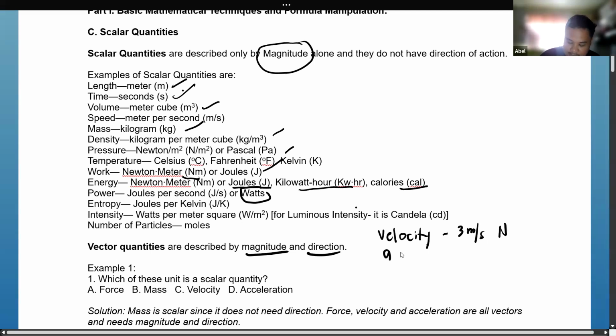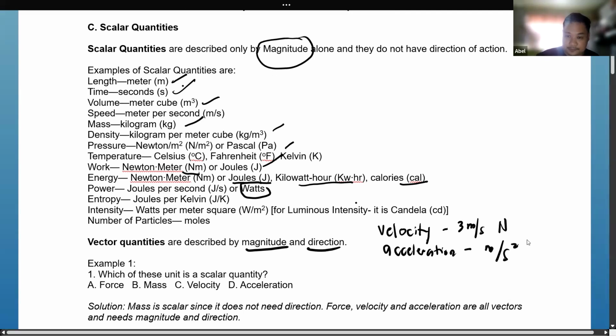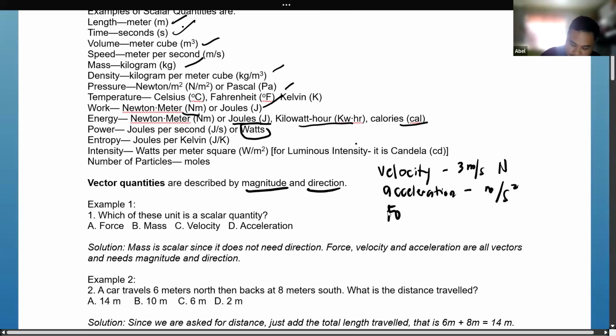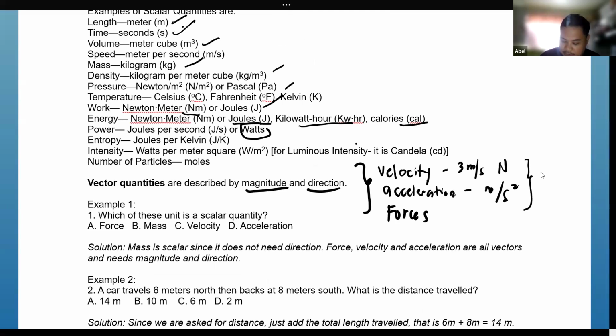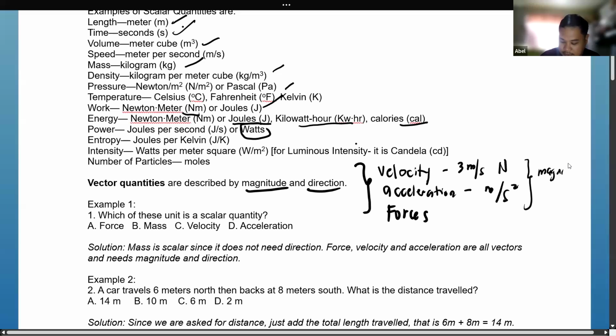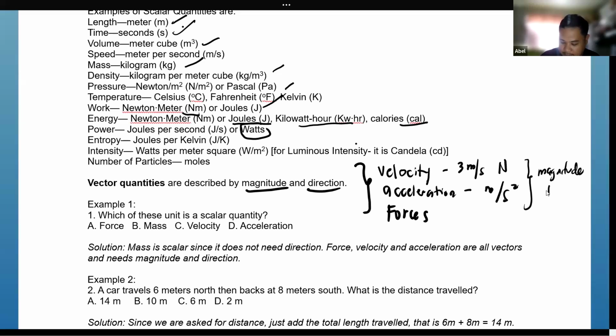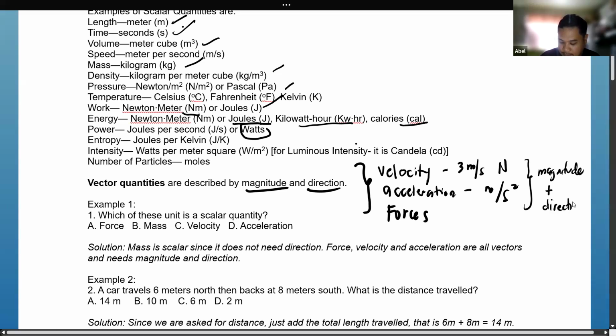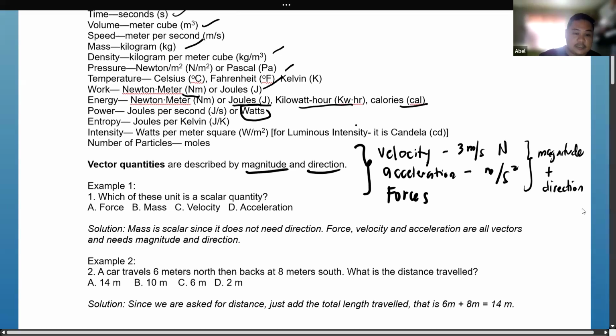We also have acceleration, wherein the unit is meters per second square. We also have forces as a form of vector. So all of these are vectors simply because it needs magnitude plus direction. So you just need to memorize this part, magnitude plus direction. Now, it will be easier if you will be familiarizing yourself from scalar quantities. Now, let's look at the example.